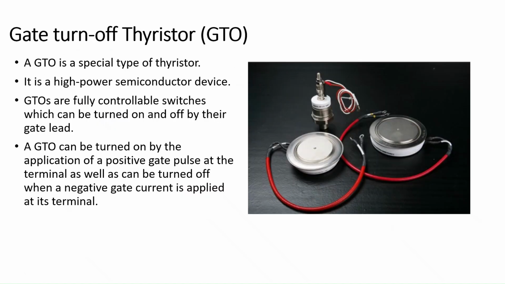A GTO is a special type of thyristor. It is a high-power semiconductor device. GTOs are fully controllable switches which can be turned on and off by their gate lead. A GTO can be turned on by the application of a positive gate pulse at the terminal as well as can be turned off when a negative gate current is applied at its terminal.